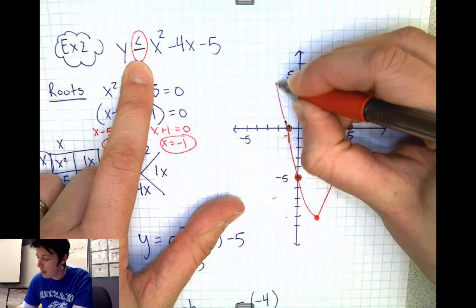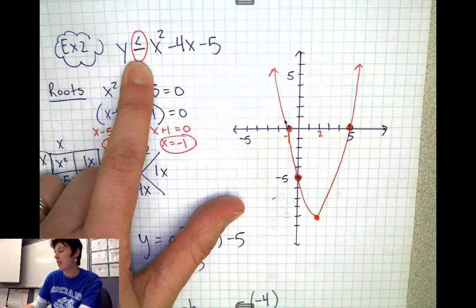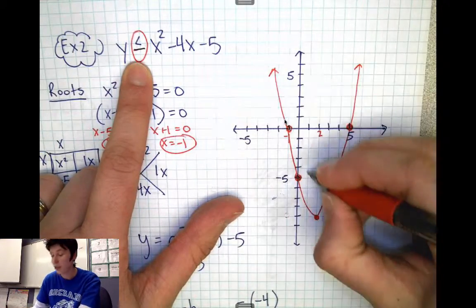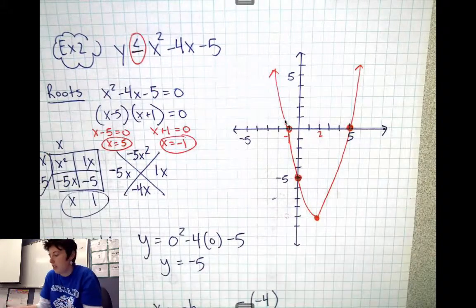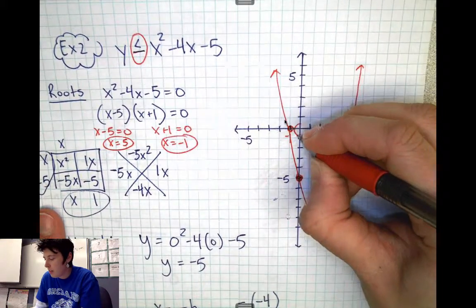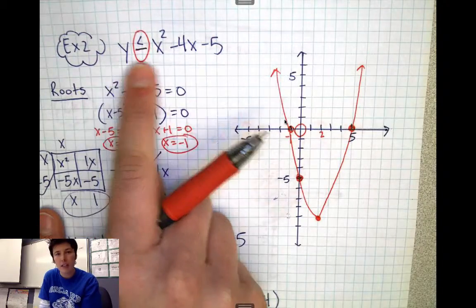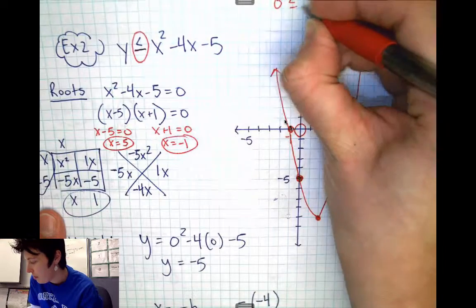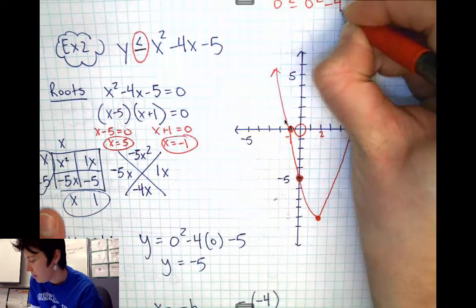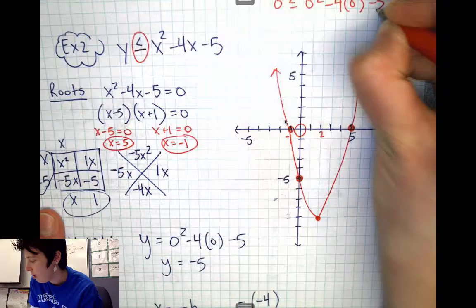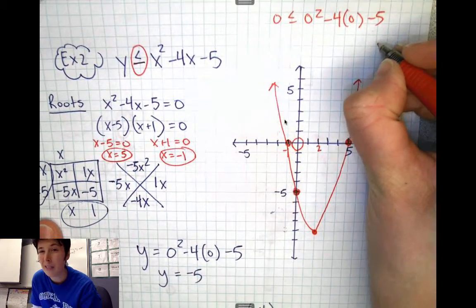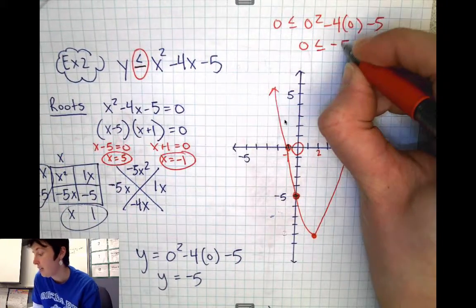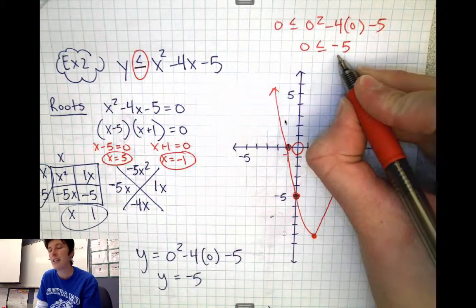And really it comes down to shading. Am I going to shade inside the parabola or outside the parabola? So test something inside or test something outside. Test anything you want, really. I always test 0, 0. It's easy. If I put 0 in here, think about it. It would be 0 is less than or equal to 0 squared minus 4 times 0 minus 5. So all of this is going to be minus 5. 0 is less than or equal to negative 5, and 0 is not less than negative 5.